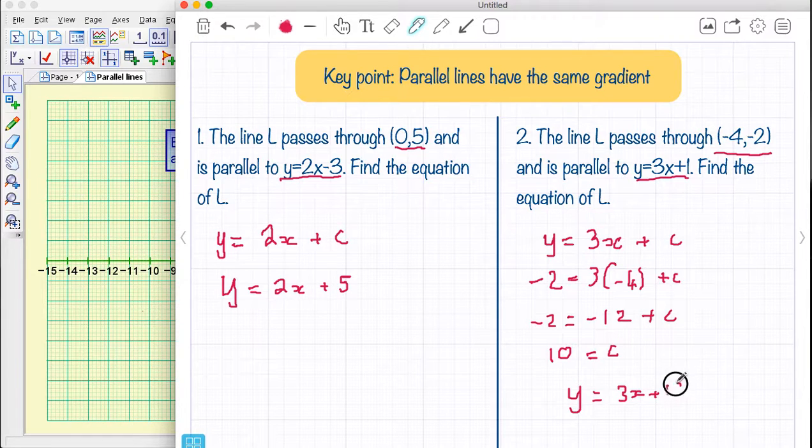So very quickly, go through that again. Parallel lines have the same gradient. So I take my gradient and make it 3, the same as this one. Plus c, I use a point that I'm given to put the x number and the y number in, and I work out c.